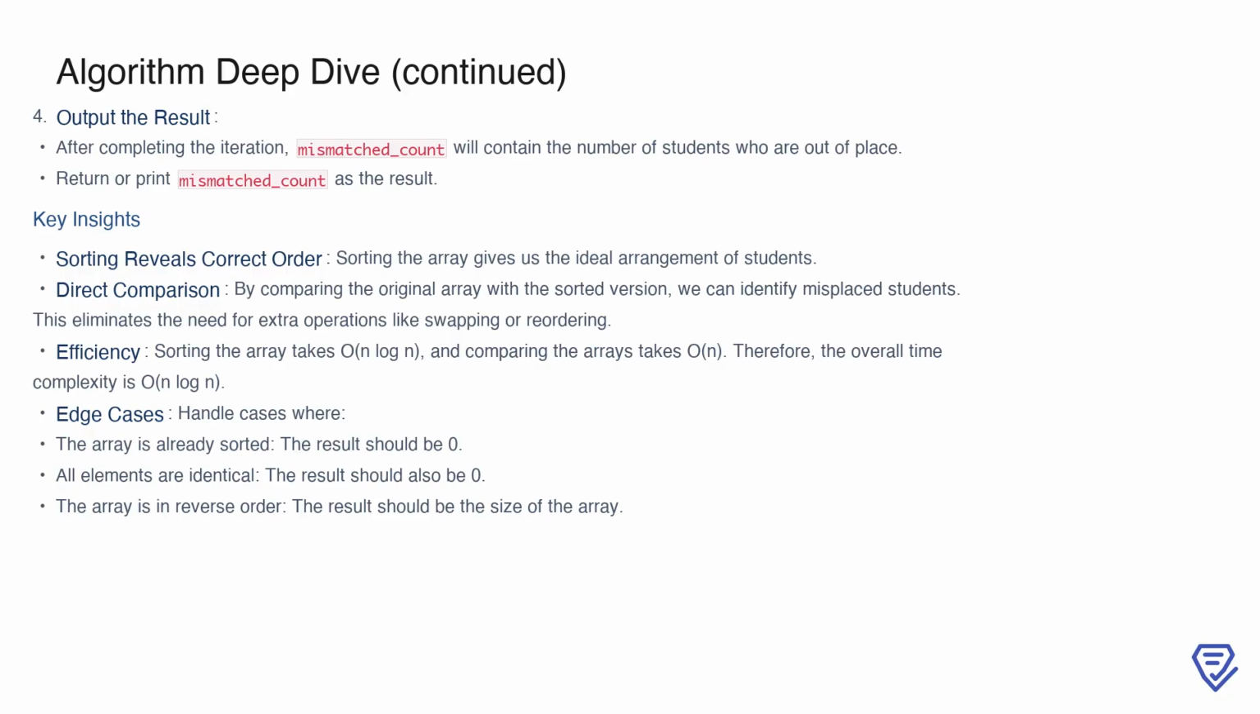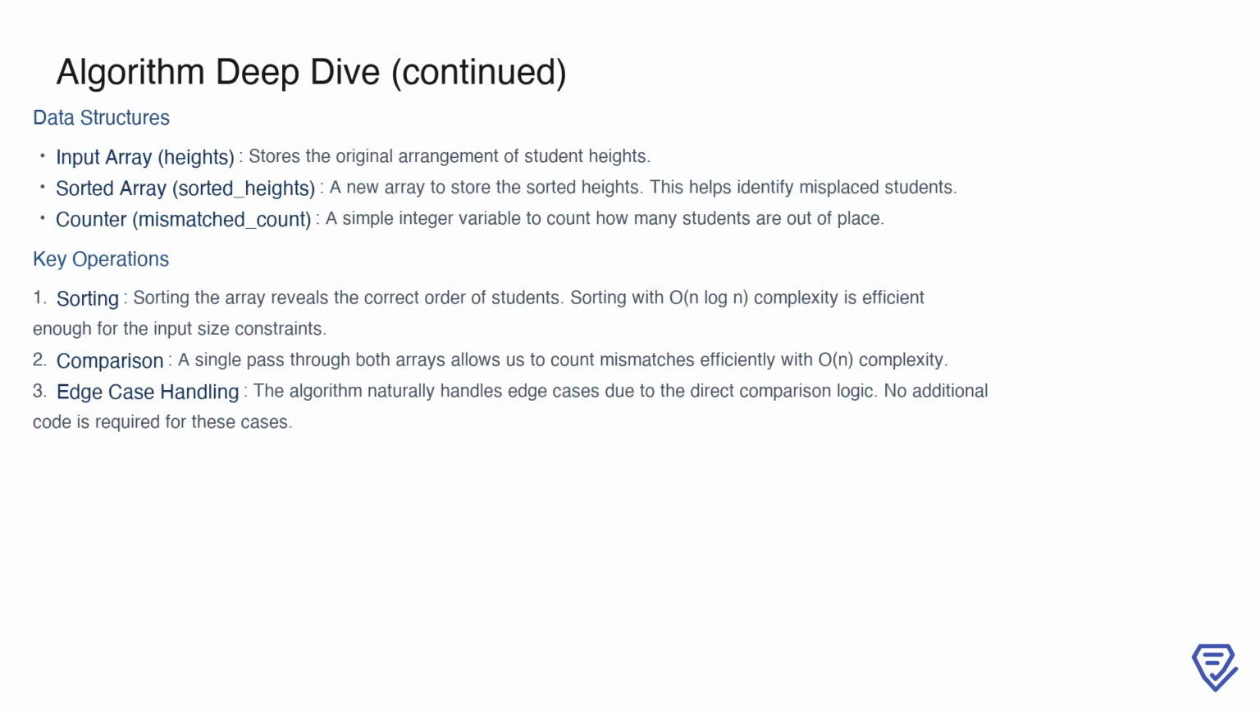Even in the case of a completely reversed array, the algorithm correctly identifies the total number of mismatches, which would equal the size of the array. To implement this algorithm, we utilize 3 key data structures.